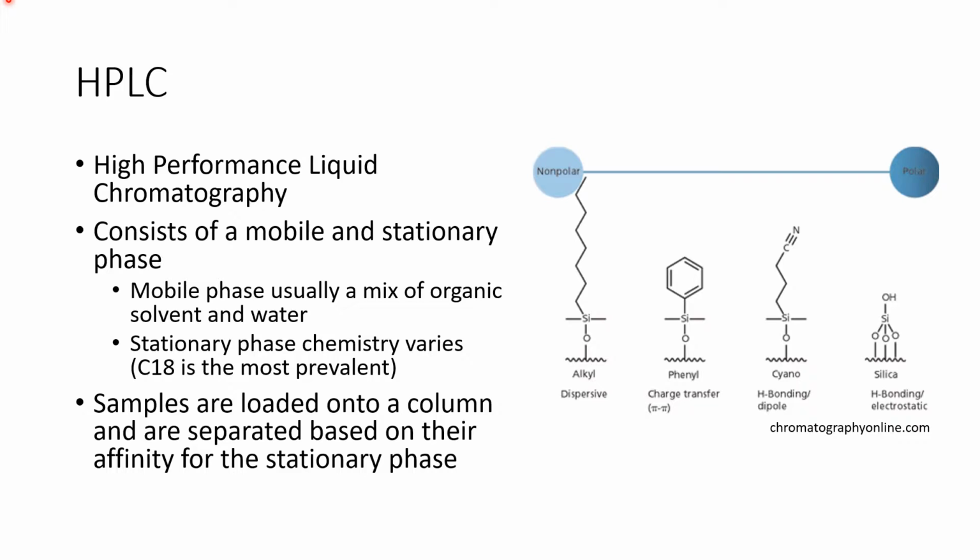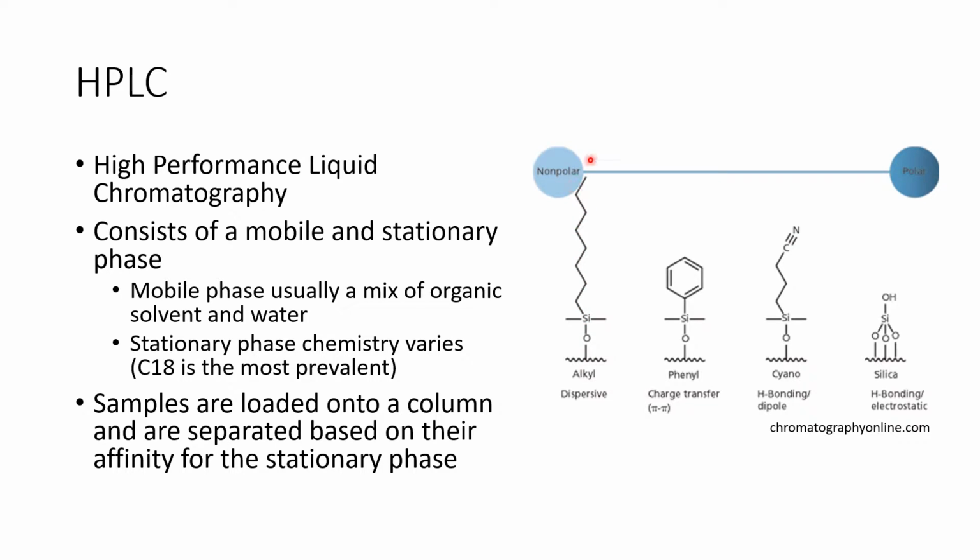The stationary phase is a column that's packed with silica, and on that silica we have different chemistries attached, and those chemistries will interact with the different compounds in our mixtures to help separate them out. One of the most common ones you'll see is a C18. So you'll have the silica base, and then you'll have this long nonpolar chain.